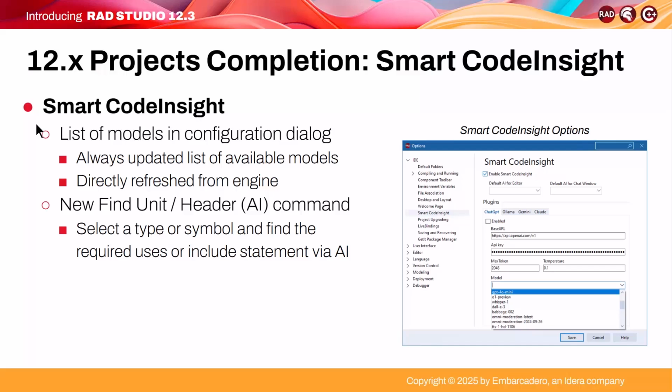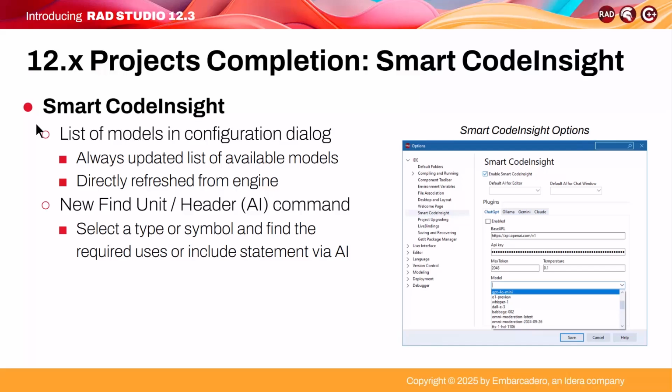Now there's a bit more. We now have a flexible option in the configuration dialog. We can provide a list of models automatically, and this is not a statically crafted list, but a list that can be refreshed directly from the specific engine, asking which models you currently support. That is important because that list is continuously updated by the vendor, and you can easily update the model you're using in your coding experience in RAD Studio.